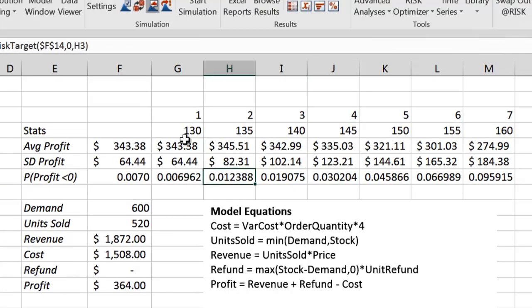So here what we see is that the expected profit, or the average profit based on 1,000 simulations, so this is sample data, is 343. If we increase that to 135, the average profit increases. And then if we keep increasing, it goes down. We can also see what happens with the standard deviation. So the standard deviation, when we order little, is low, but then it starts increasing. And we can also see what happens to the probability of having a negative profit. In other words, of losing money in a particular week.